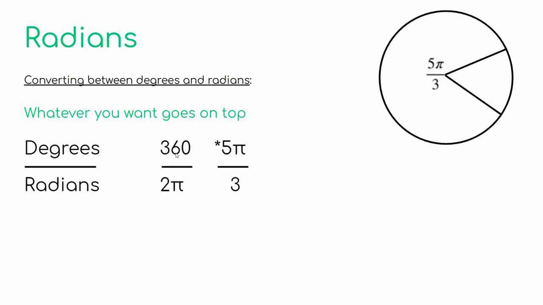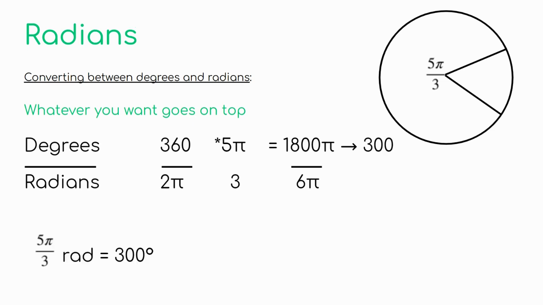So 360 times 5 is 1,800. Then I'm going to do 2 pi times 3, 6 pi. So I have 1,800 pi divided by 6 pi. I have pi over pi. Those are going to cancel out. I'm going to do 1,800 divided by 6 equals 300 degrees. So 5 pi over 3 radians is 300 degrees.